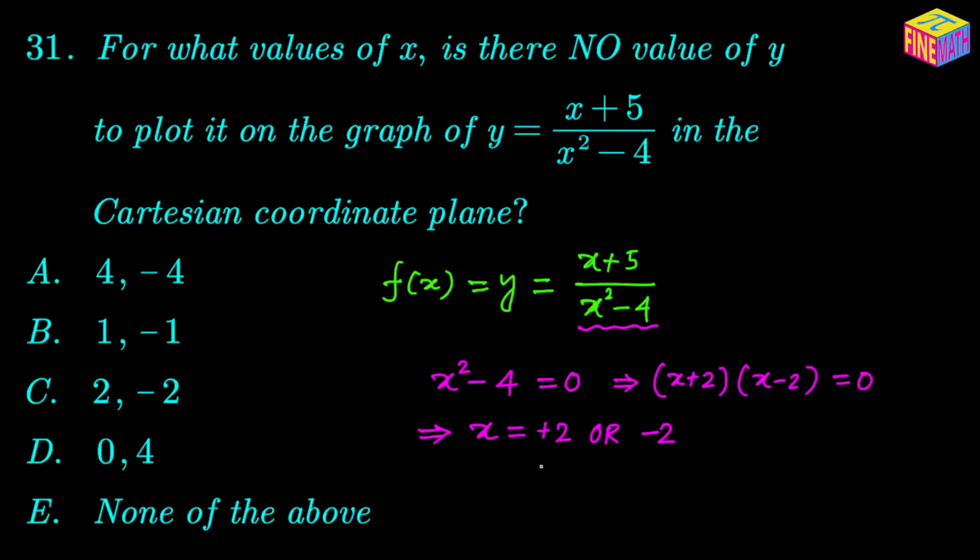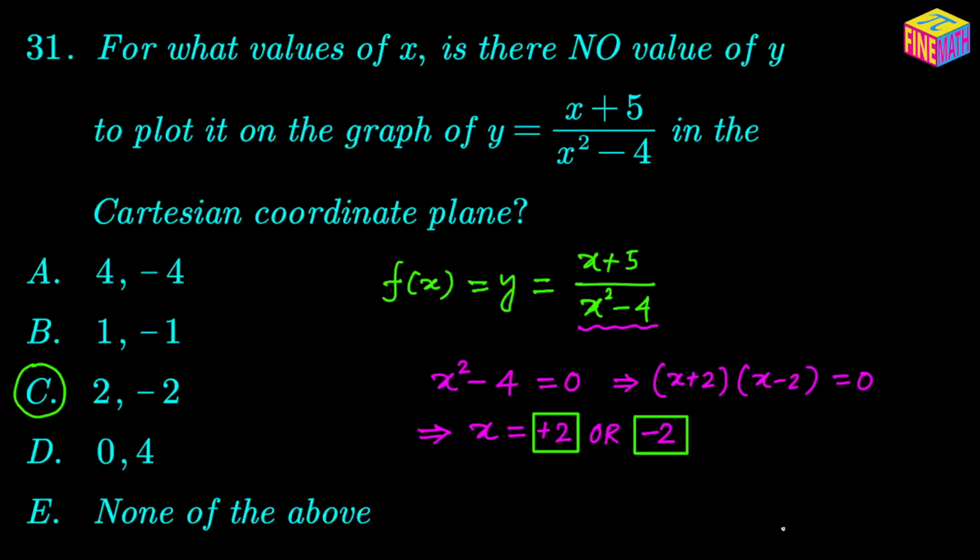Right? So those are the two values of x for which the denominator could become 0, which will render the function undefined. In the question they are actually looking for this answer: for these two values of x the function would become undefined, and that will be the answer. If we look at our answer options, we have positive 2 or negative 2, that is under option C. So that is our correct option here.